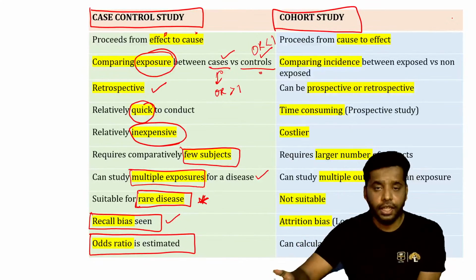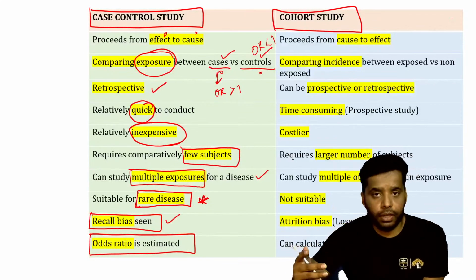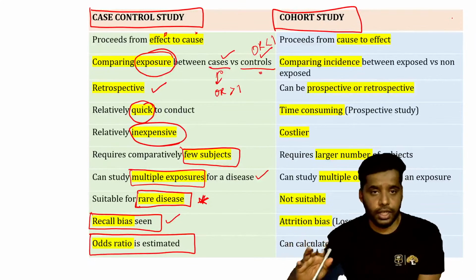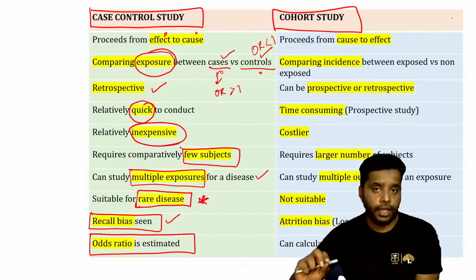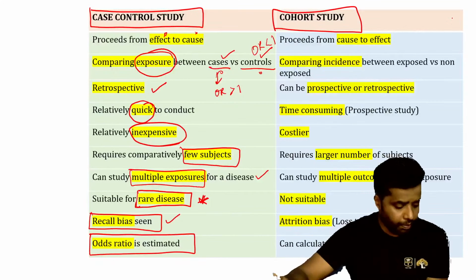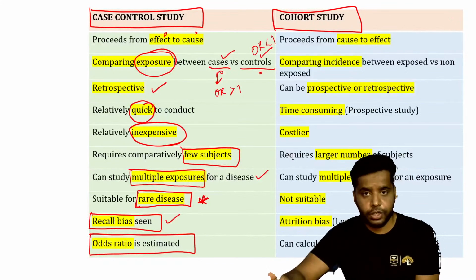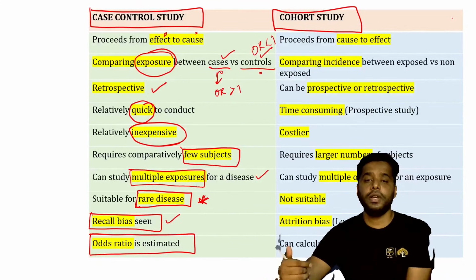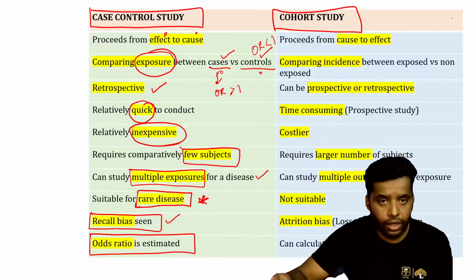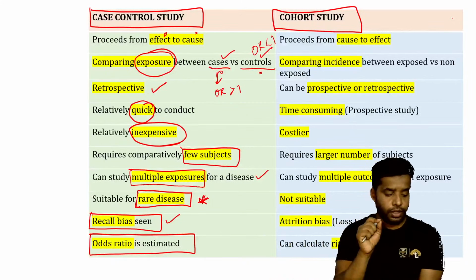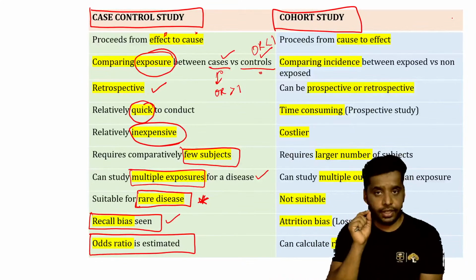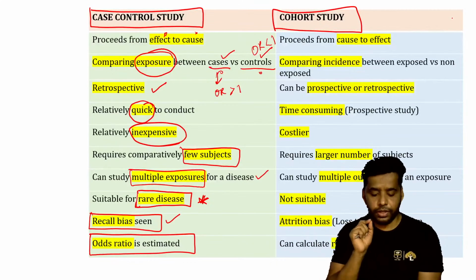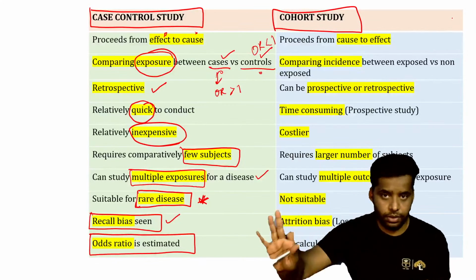Recall bias is seen in what studies? Repeat my words: case control study, not cohort study. Cases versus controls, if you're comparing, you're taking the history of exposure pattern, the diseased individual will be thinking more and they'll be recalling more. The study is a retrospective study. Recall bias can happen. Odds ratio is used to study the strength of association.